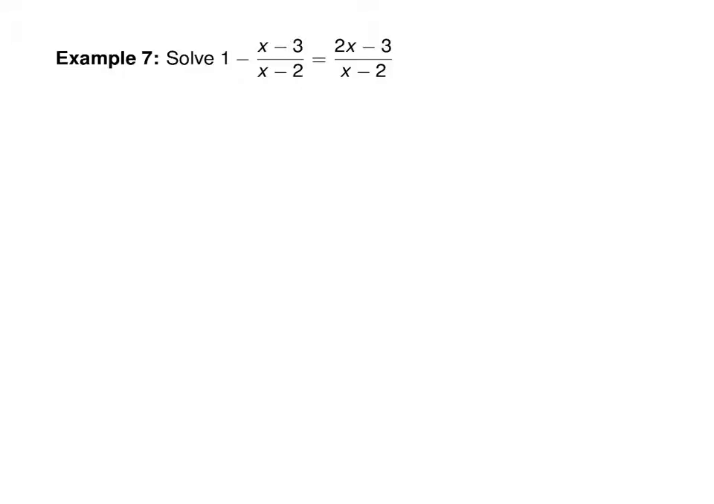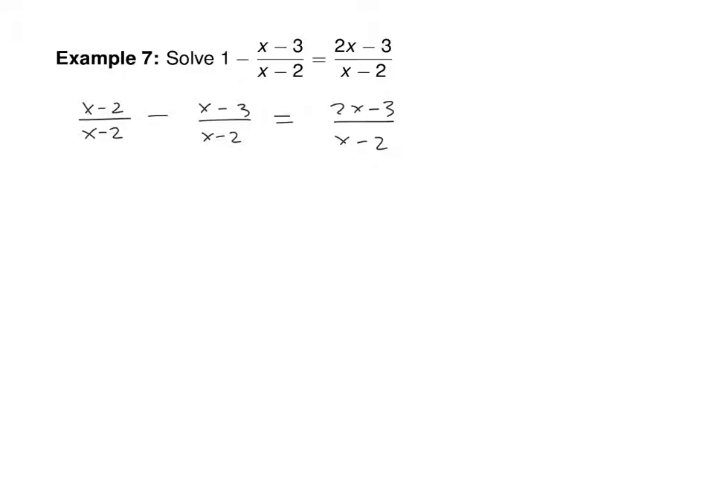All right, solving equations. This one was tricky. What is the first thing you think you should do when you see this? Common denominator, spectacular. And you're almost all the way there because just the 1 needs a common denominator, right? So that's x minus 2 over x minus 2 minus x minus 3 over x minus 2 equals 2x minus 3 over x minus 2.